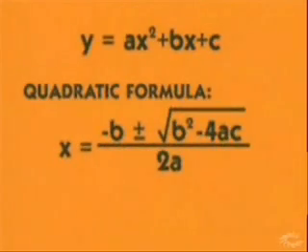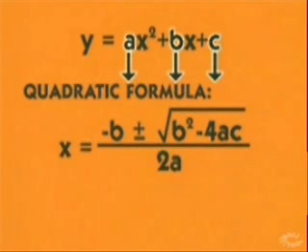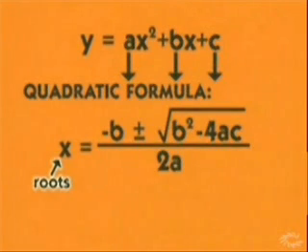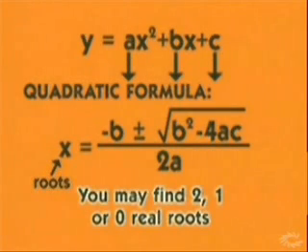By plugging in the values of the coefficients for a, b, and c, you can always come up with the roots of the quadratic equation. Again, using this method of quadratic magic, you may find 2, 1, or 0 real roots. Okay, now for the rest of the quadratic formula.